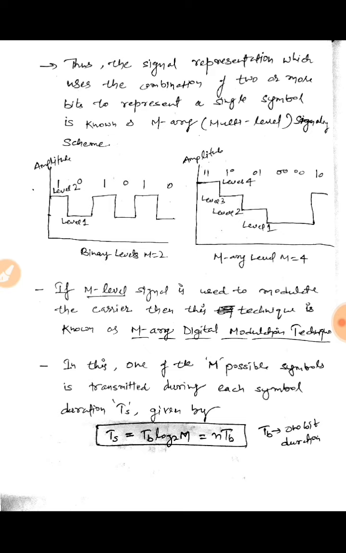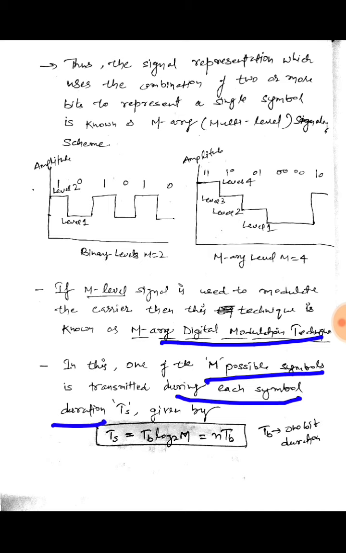Now if an M-level signal is used to modulate the carrier, then this technique is known as M-array digital modulation technique. If we are doing amplitude shift keying, there would be 4 amplitude levels. If we are doing frequency shift keying, there would be 4 levels of frequencies. In this, one of the M possible symbols is transmitted during each symbol duration Ts.